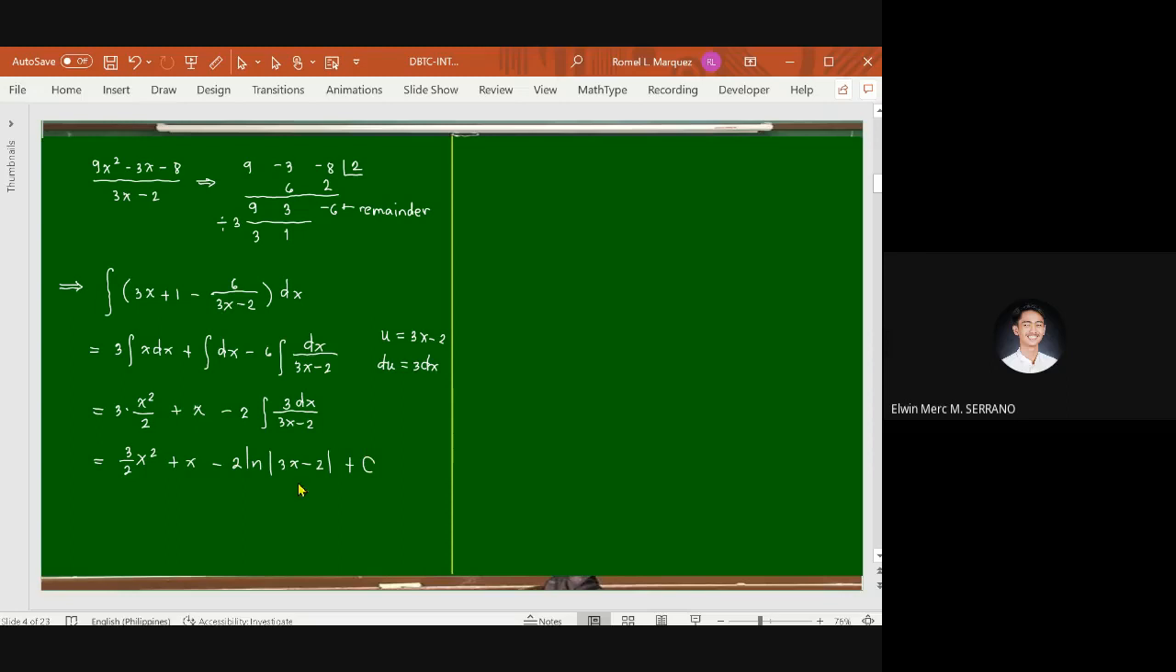Okay. So we now put it back to its original function. But x is ln r. So we have 3 halves, ln r, so that is x, quantity squared, plus ln r minus 2 ln of the absolute value of 3 ln r minus 2. Okay, guys?